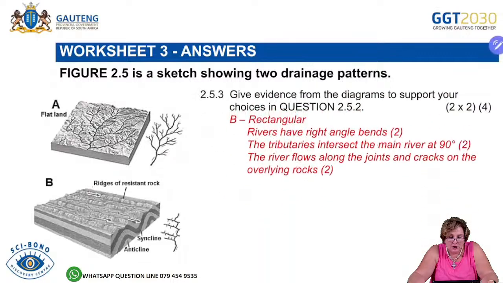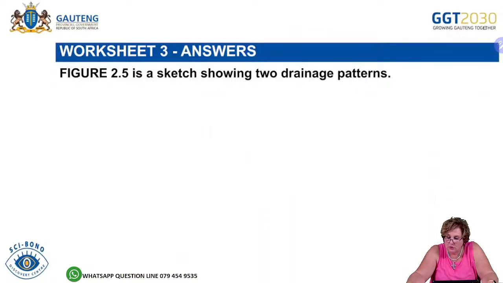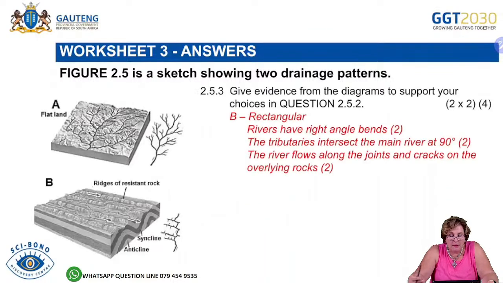Then for drainage pattern B, where is that one? Rivers have right angle bends. I showed you, there you can see it goes in there. There's my 90 degrees. The tributaries intersect the main river at 90 degrees as the river flows along joints and cracks on the overlying rocks. You know, one of the impacts of folding and faulting.